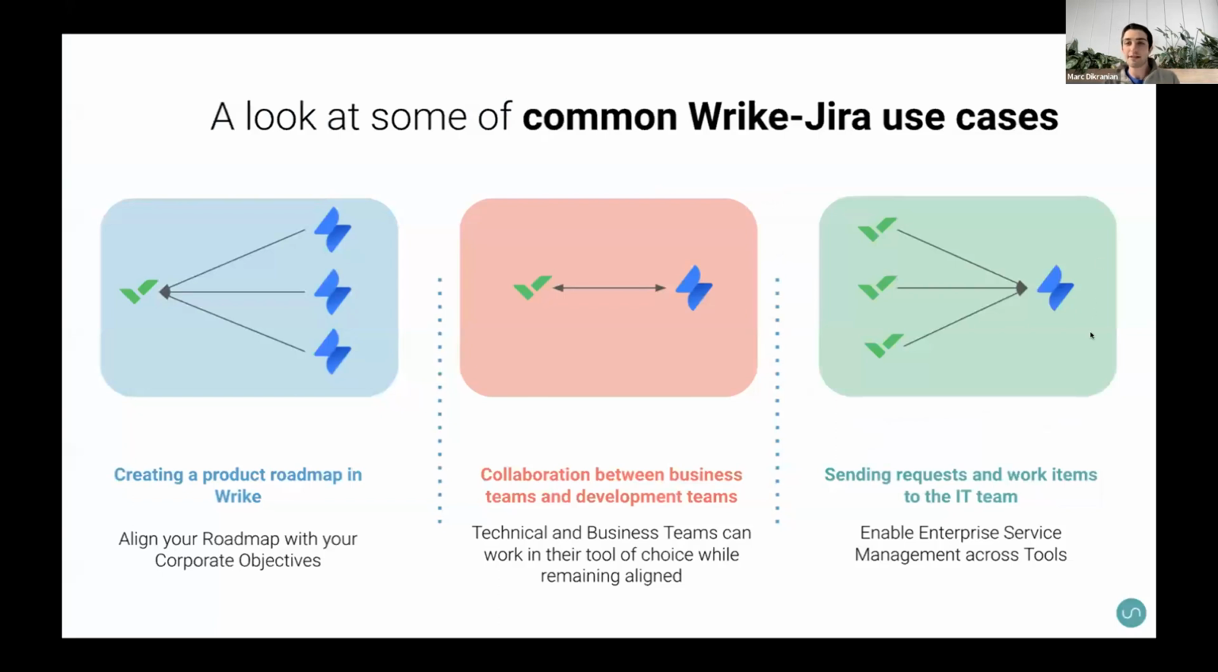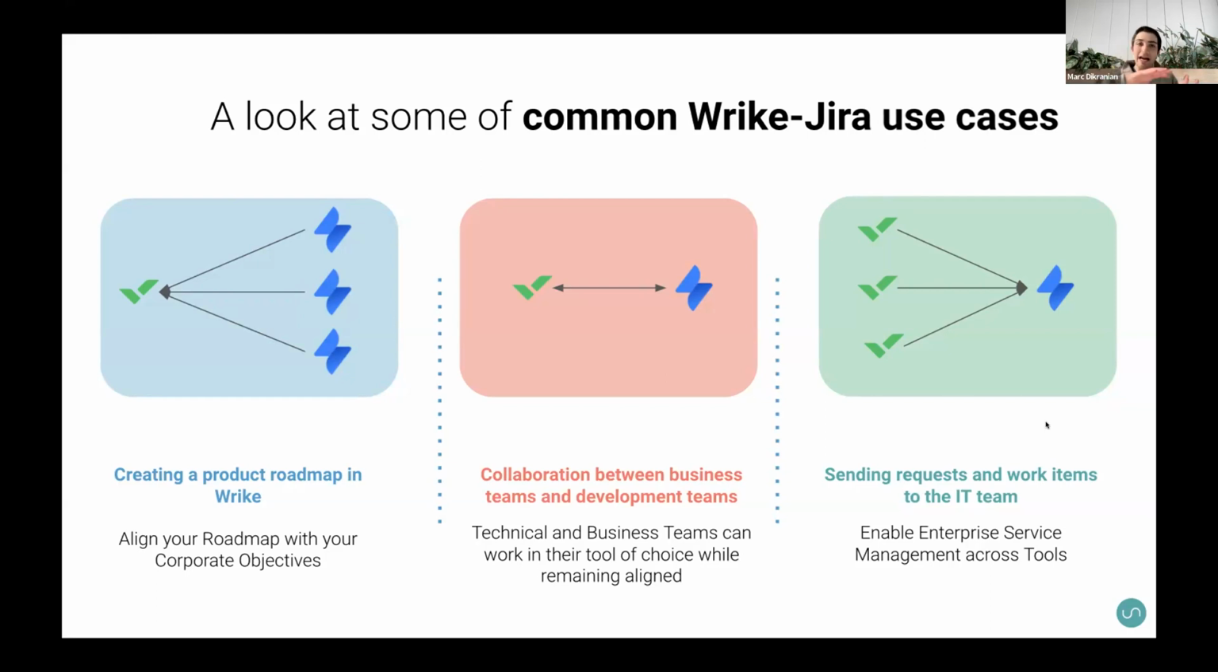And some of the typical use cases that we see between Wrike and Jira are the following, from left to right. We've got an instance where you have different projects in Jira, all communicating to one roadmap in Wrike. And so it's like a many-to-one type of integration to align your roadmap with corporate objectives. The next one is the most common one, and that's collaboration between business teams and development teams. So we could have technical and business leaders and teams working in the tool of their choice, but still being aligned and still able to collaborate with the same information all the time.